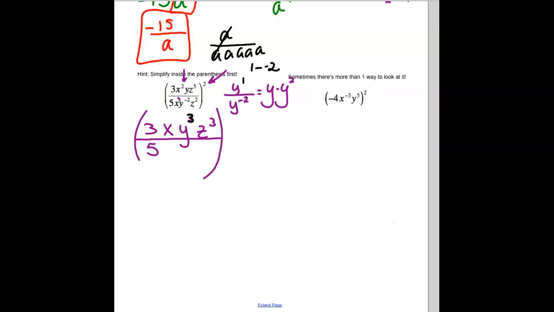And now I can deal with the square that was on the outside. Okay? So I am squaring the 3, which gives me a 9, and I'm squaring the 5, which gives me a 25. For my variables, remember a power to a power, we multiply. So 1 times 2 is 2. For our y pieces, we have 3 times 2. We get 6 of those. And for our z's, we have 3 times 2, so we have 6 of those.